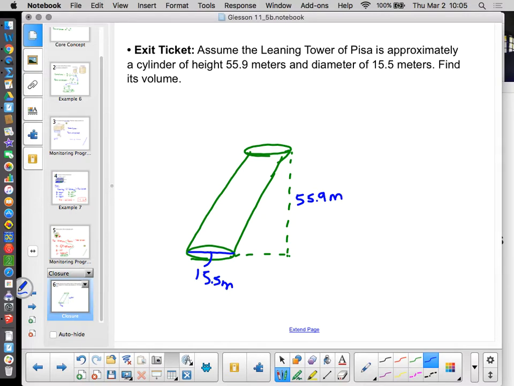So again, volume of a cylinder, this is a review problem. Volume equals base area times height. Now, base area here, the base is a circle. So my base area is pi r squared. The radius is not 15.5 though. The radius is half of 15.5, which is 7.75.